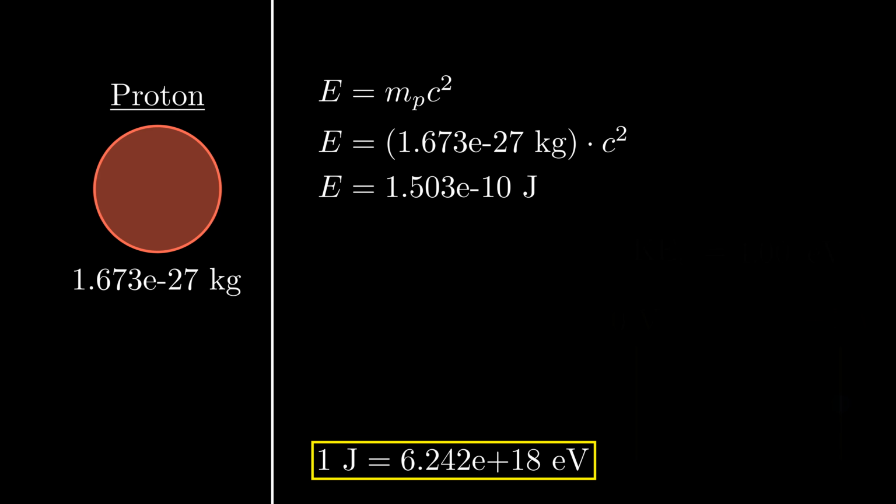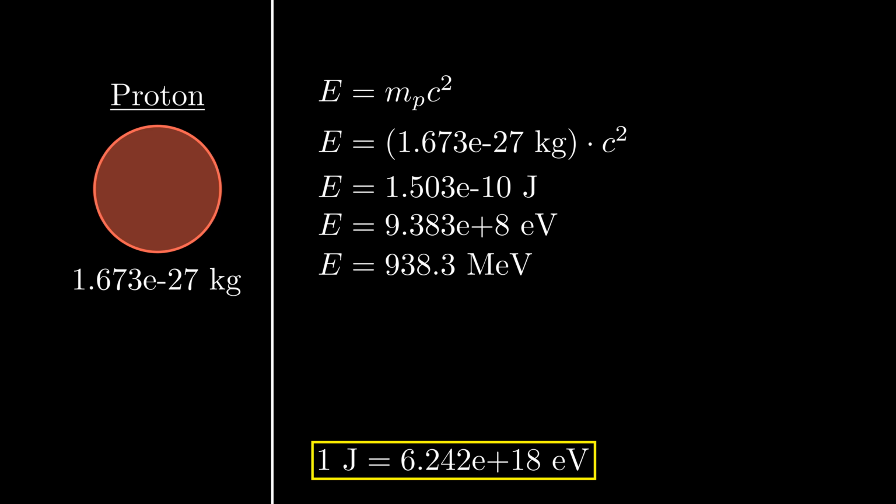So with this understanding, let's put the rest mass energy of the proton in terms of electron volts. Then, let's do a quick conversion to mega electron volts. Mega here is just the prefix for 1 million. Now we've arrived at a number which is a lot easier to think about.